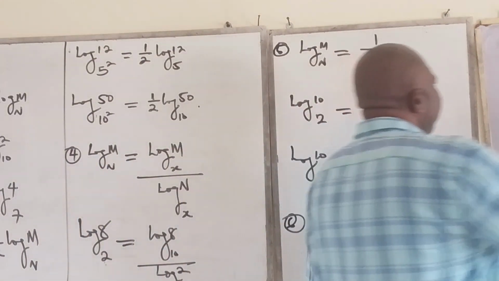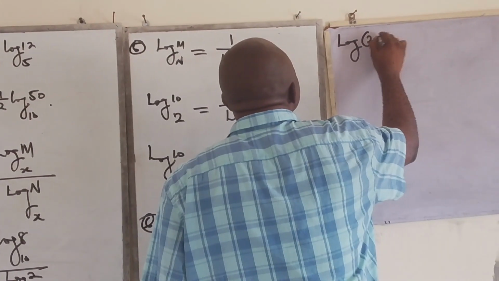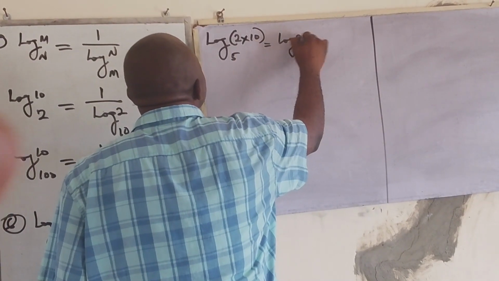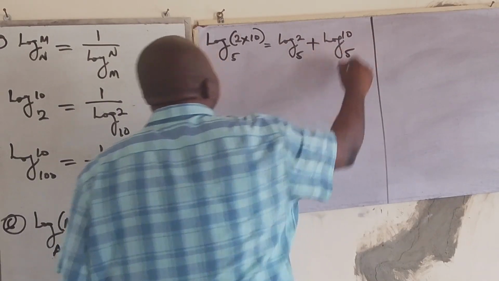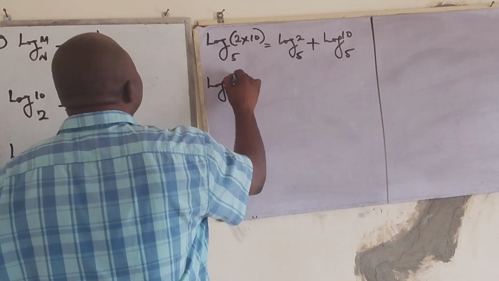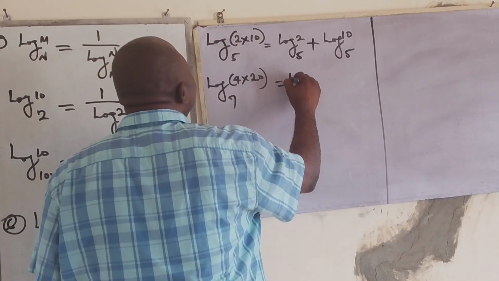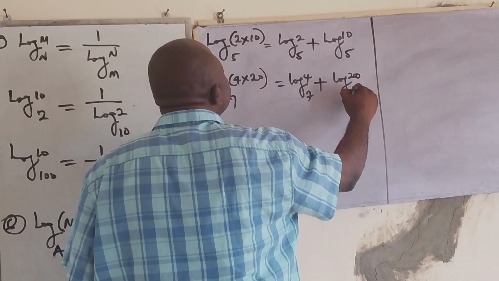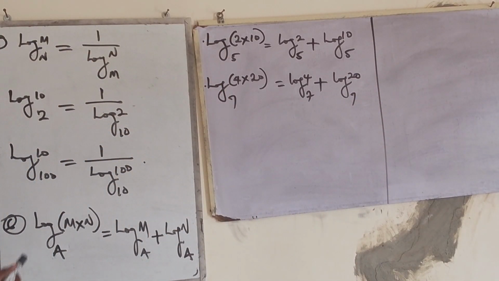Now, this is what we're trying to see here. If you have log 2 times 10 base 5, this is the same as saying log 2 base 5 plus log 10 base 5. Another example, if you have log 4 times 20 base 7, this is the same as saying log 4 base 7 plus log 20 base 7. So all these are examples under the 6th law.